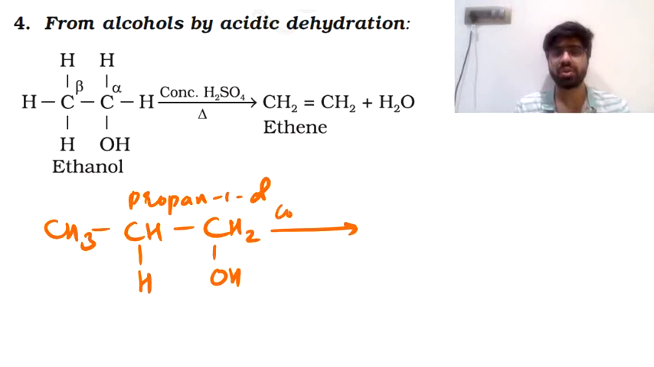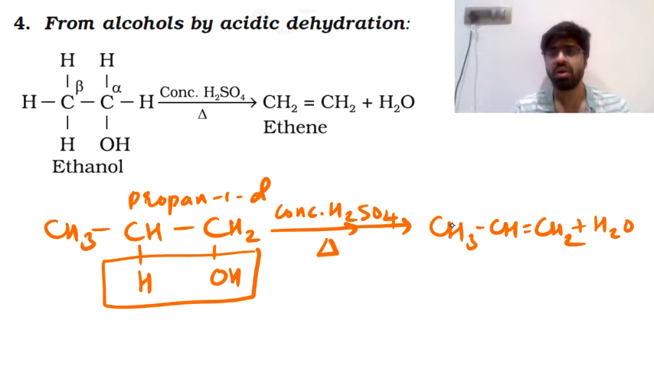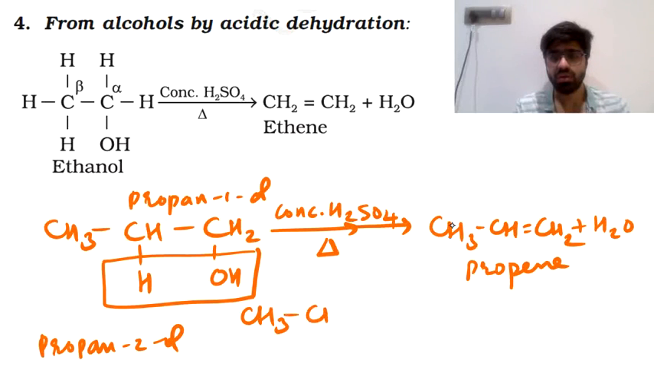If you are making it react with concentrated H2SO4 at, of course, a high temperature, H2O will come out because H2SO4 was the dehydrating agent. So we will have plus H2O, and the double bond gets formed between the two carbon atoms here. So we will have CH3, CH double bond CH2. That's how we are forming propene. Even if you take propan-2-ol, propan-2-ol is going to give you CH3, CH, CH3, and there is an OH group on the second carbon atom. The terminal CH3 we can write it as CH2 single bond H.